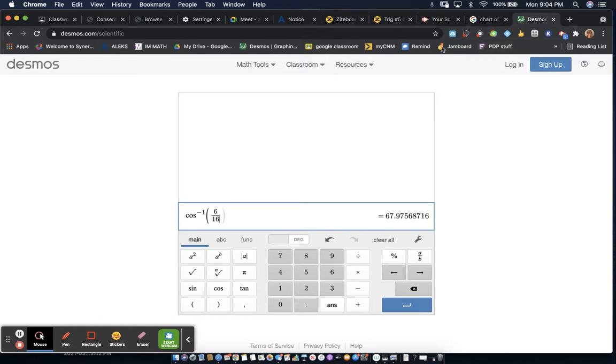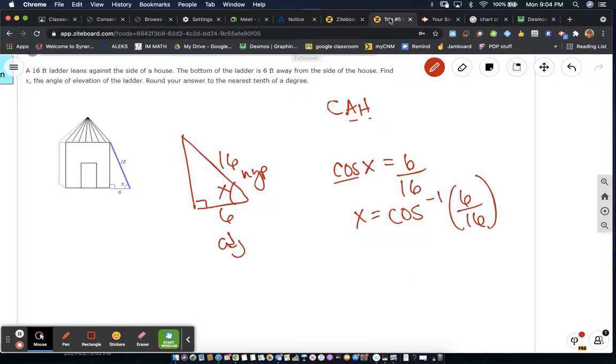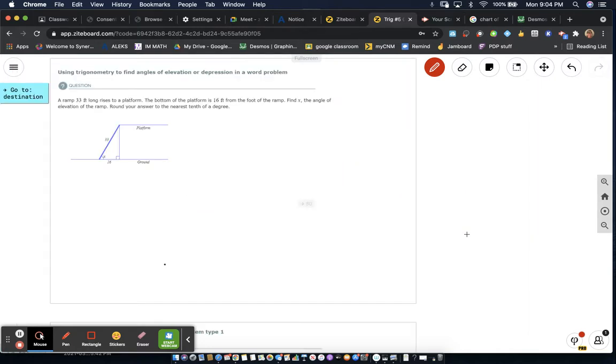And when you put in your answer, you have to actually put it to the nearest tenth. So when you go in there, x is equal to 68. You can't just leave it as 68. You actually have to put 68.0. You have to get it to the nearest tenth. Okay, and that's important. All right, next.